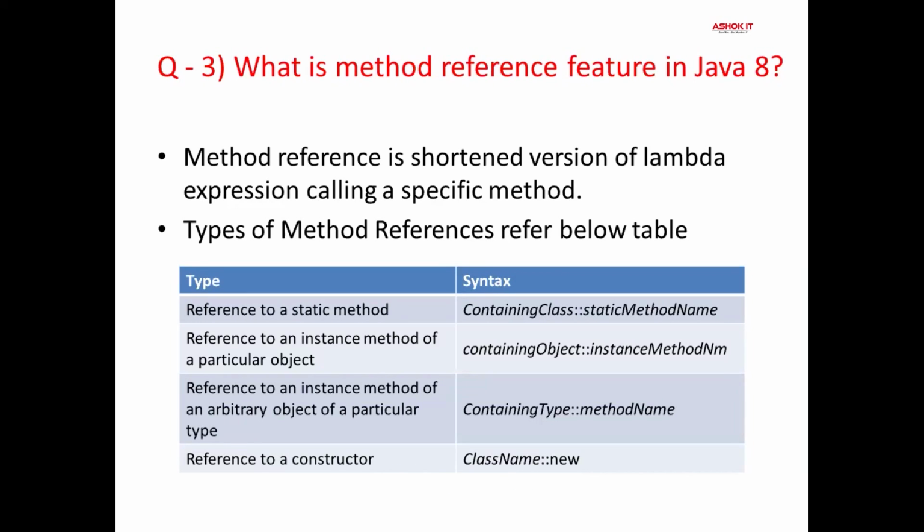So method reference is nothing but we can call another method with the help of this lambda expression. Lambda expression, its method reference is what? It is a shortened version of this lambda expression. To implement a functional interface, we can use this method reference also, with the help of this double colon operator, as you can see in this table.